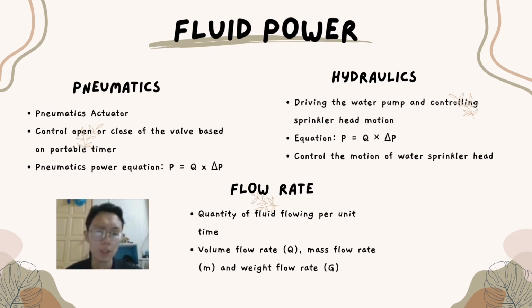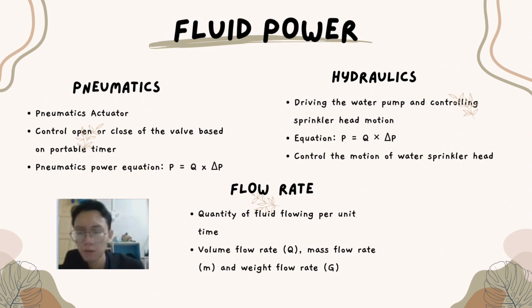By connecting a pneumatic actuator, like a pneumatic cylinder, to the valve mechanism and activating it with compressed air, the valve can be opened or closed according to the predetermined schedule programmed into a portable timer system. The formula involved in pneumatic power is P equal to Q times P, where pneumatic power equals the rate of compressed air times the pressure difference across the pneumatic components.